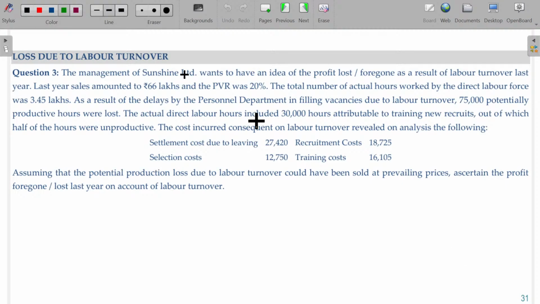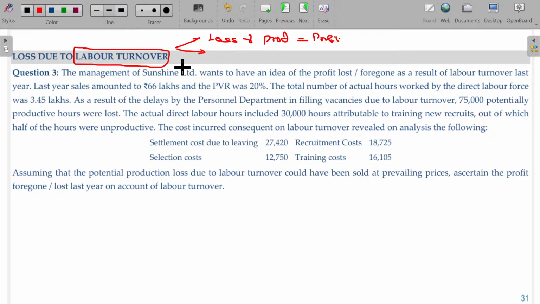Now, loss due to labor turnover. See, because of recruiting the employees late, we may lose the productive hours. Because of that, we may lose sales also. Production lost and ultimately sales lost because of delay in recruitment. So, what are the costs involved here? Labor turnover leads to three predominant costs. One is loss of production, ultimately leads to loss of profit.